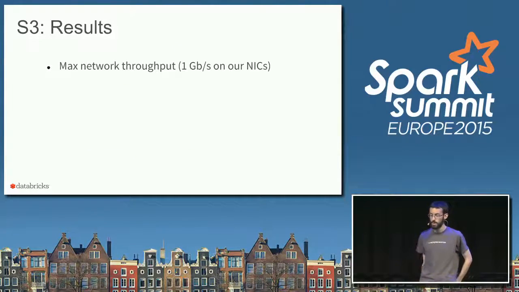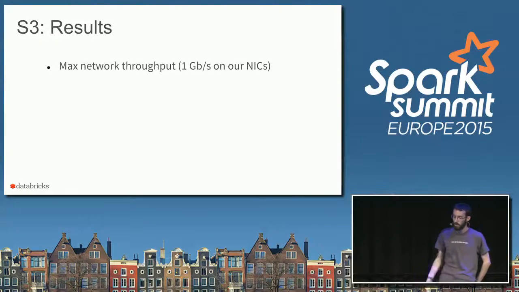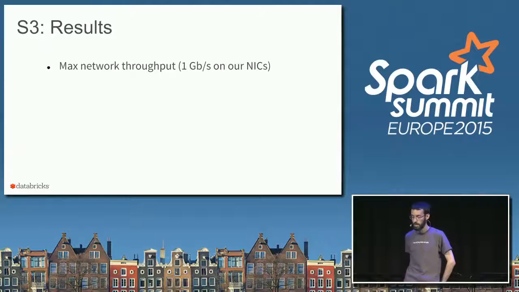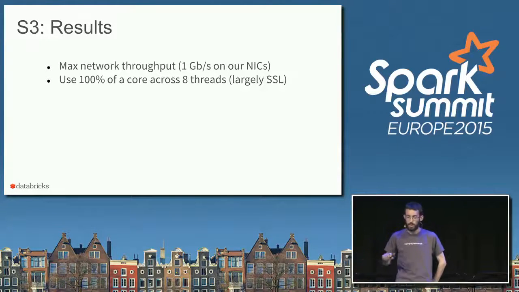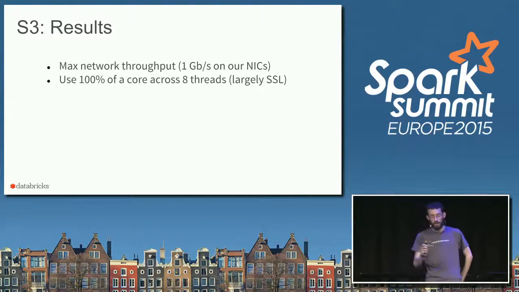In our case, we were able to saturate, it's a little bit puny, a 1 gigabit network, or a 10 gigabit network in this case. And it used 100% of a core. So across 8 threads, it utilized one core. And this was largely, on inspection, due to SSL overheads, which, if you think about it, is kind of strange, because you expect symmetric key encryption to be pretty fast. It should be hardware accelerated, but whatever. We stopped investigating at this point.